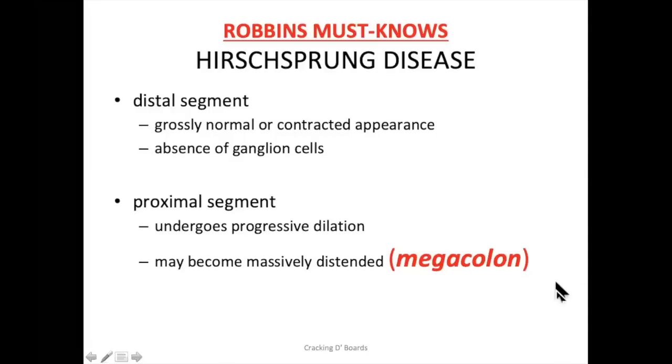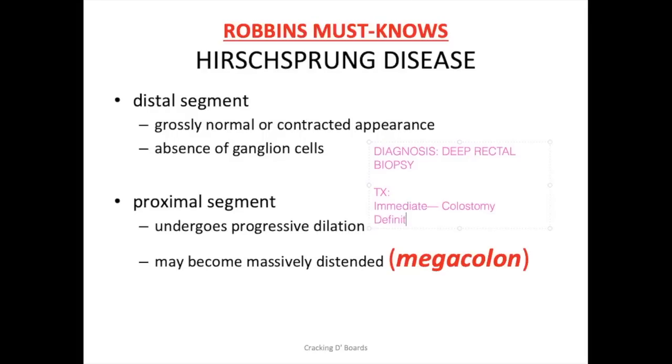Now, please don't forget, let's add this before we end. Since the plexus will be found in the submucosa, diagnosis is a deep rectal biopsy. Okay, deep rectal biopsy. Treatment, immediate, is colostomy. Definitive is the pull-through procedure. Okay, so please take note of this.